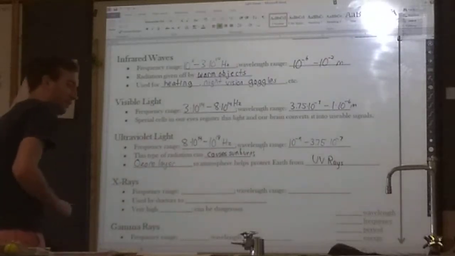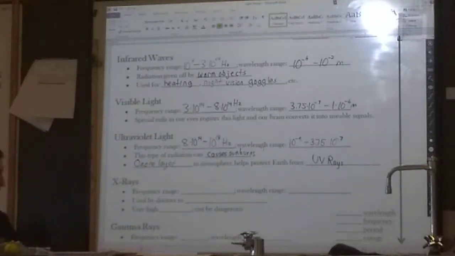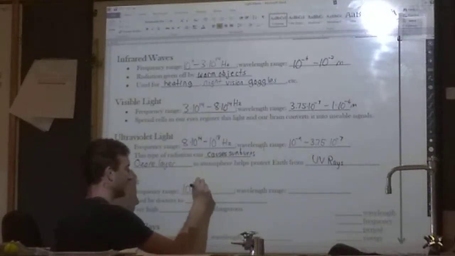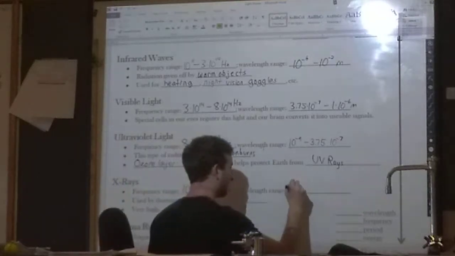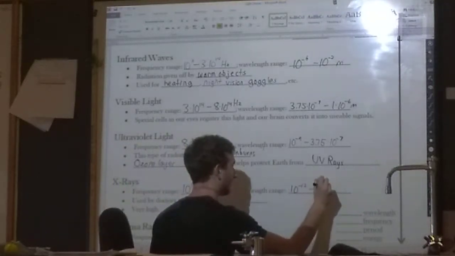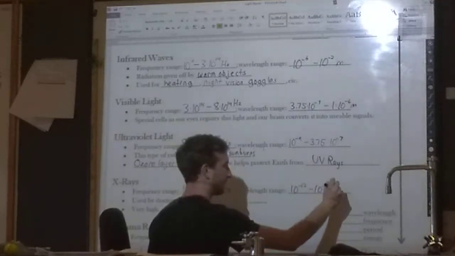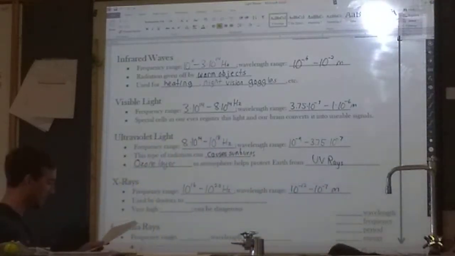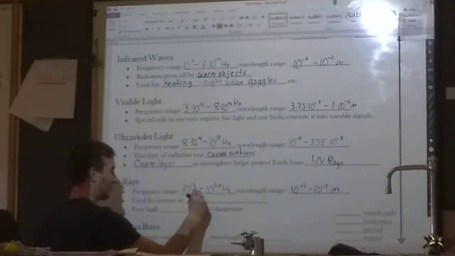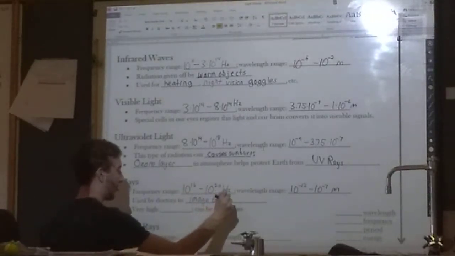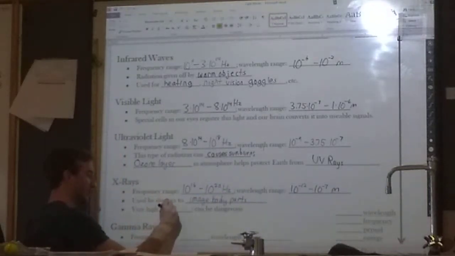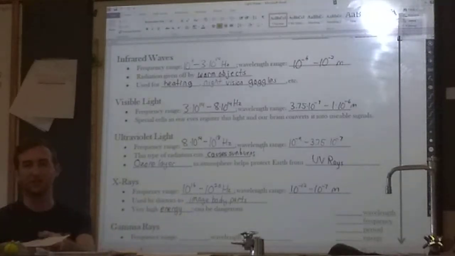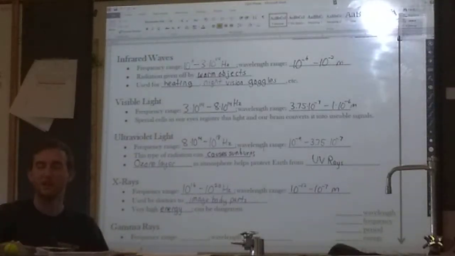Second highest type of radiation on our chart are X-rays. Frequency range for X-rays goes from 10 to the 16th up to 10 to the 20th hertz. The wavelength range is from 10 to the negative 12th up to 10 to the negative 7th meters. Okay? These are very powerful rays. They are used by doctors to image body parts. But it turns out they're also very high energy, and they can be dangerous. There's a reason the doctors put that big lead apron on you when you take an X-ray.